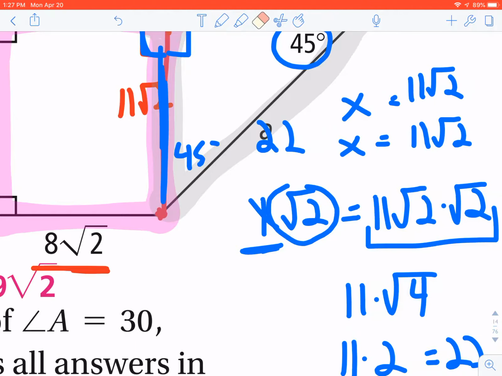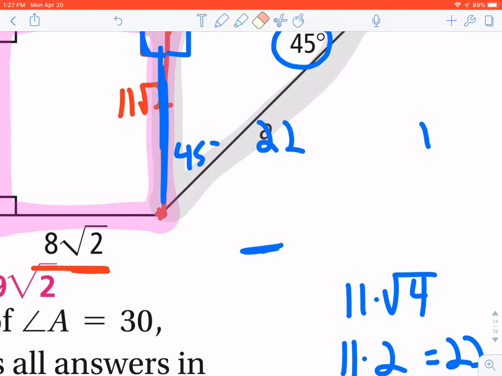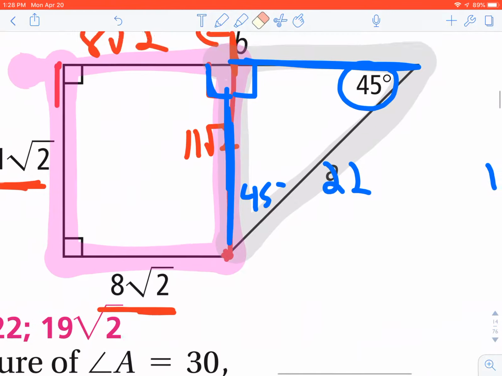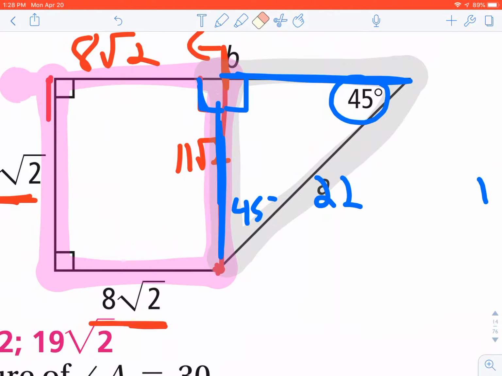Okay, and that was purely just 45, 45, 90 triangles. And again, I know this is the part of your homework that's supposed to be working on 30, 60, 90, but like I said, it doesn't hurt to review. Now, B's answer, if you're looking at the answer key, is 19 radical 2. And the question is, well, how did you get that?